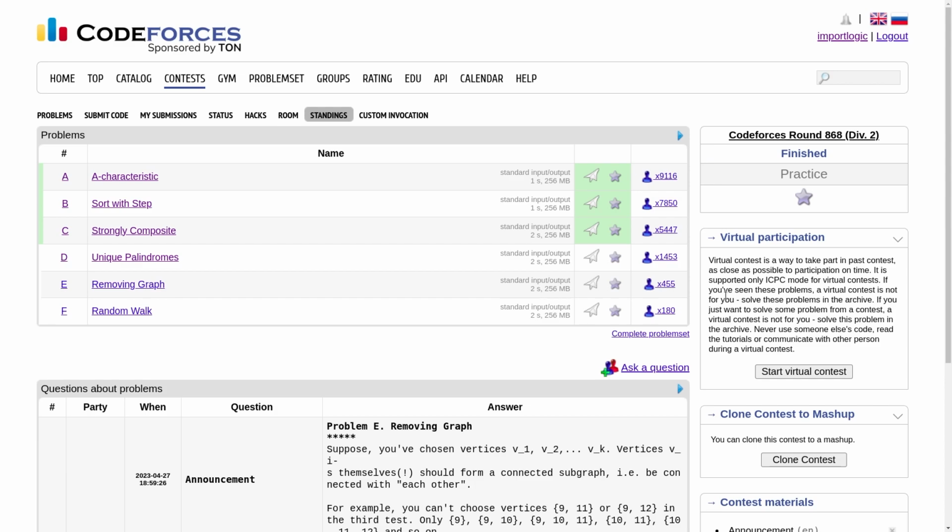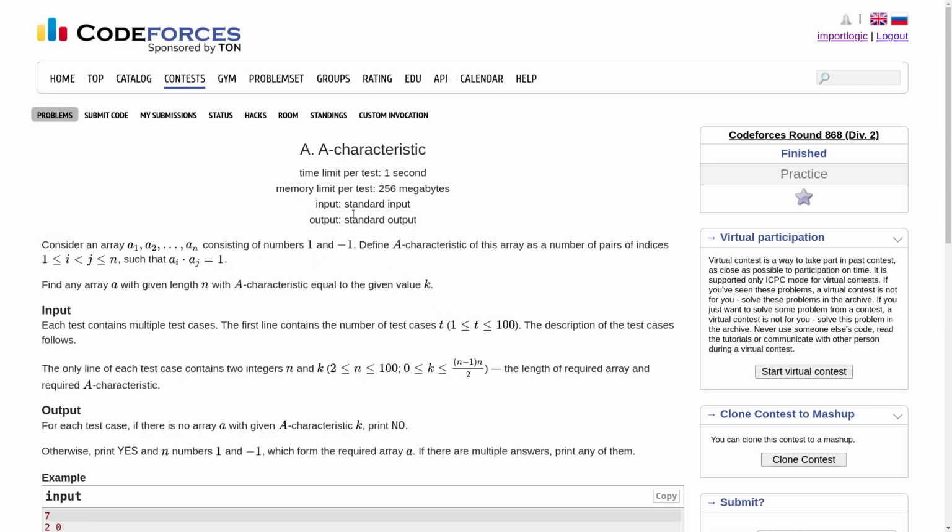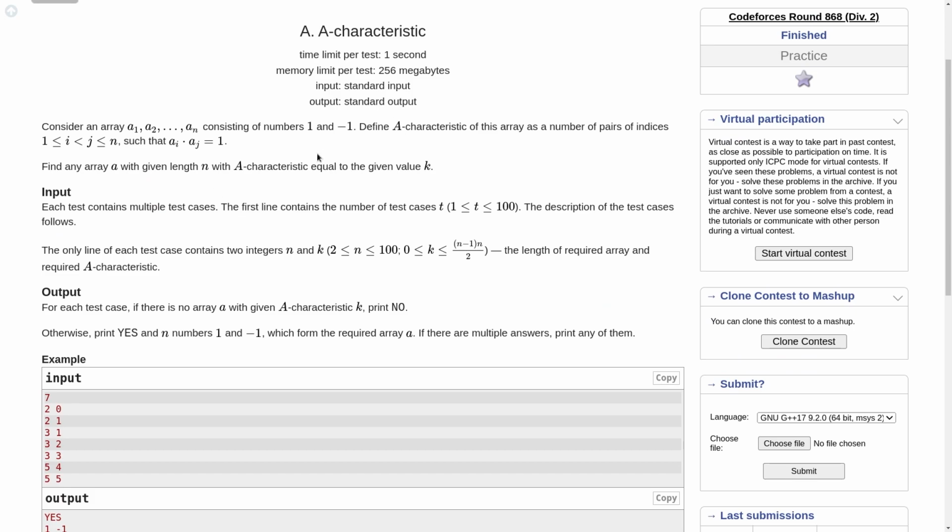Right. So let us quickly start with the first problem, that is a characteristic. This problem says that we have been given a size n and we have to consider an array such that it only consists of 1 and minus 1 and the size of the array should be exactly equal to n, right? And we have been given a value k.